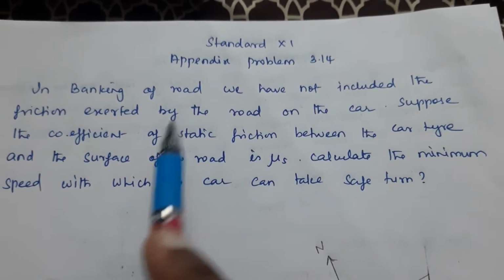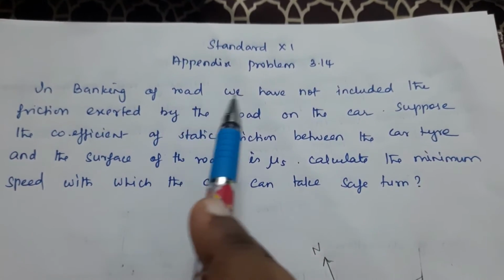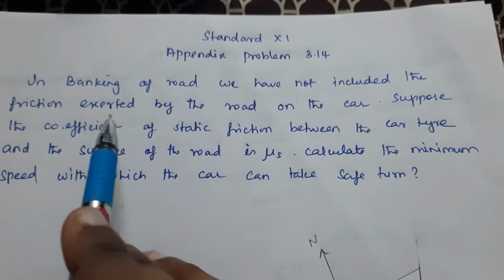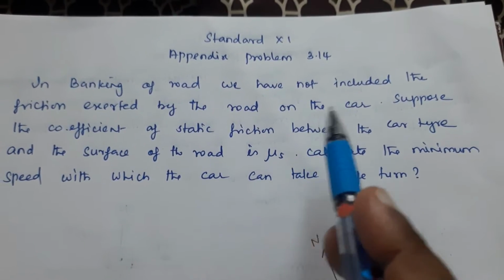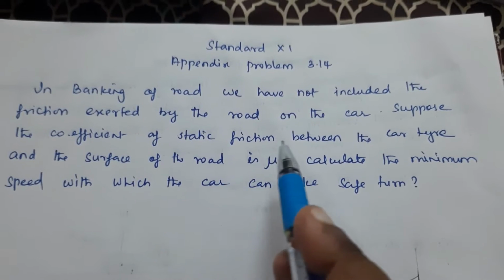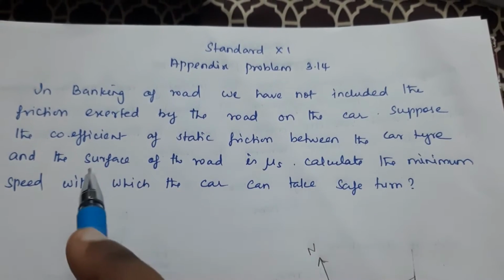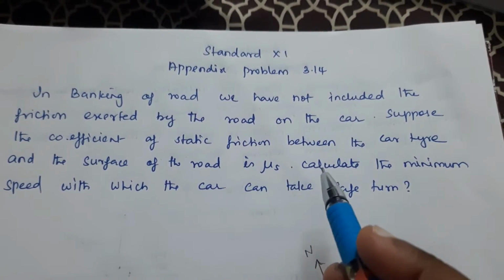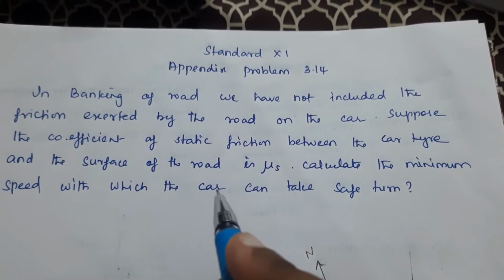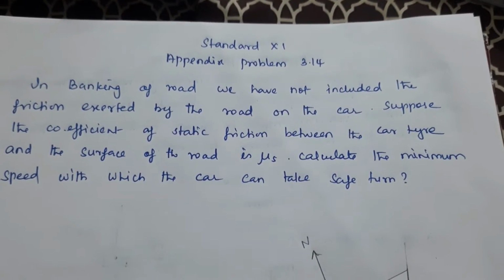Appendix problem 3.14. In banking of road, we have not included the friction exerted by the road on the car. Suppose the coefficient of static friction between the car tyre and the surface of the road is mu s. Calculate the minimum speed with which the car can take a safe turn.